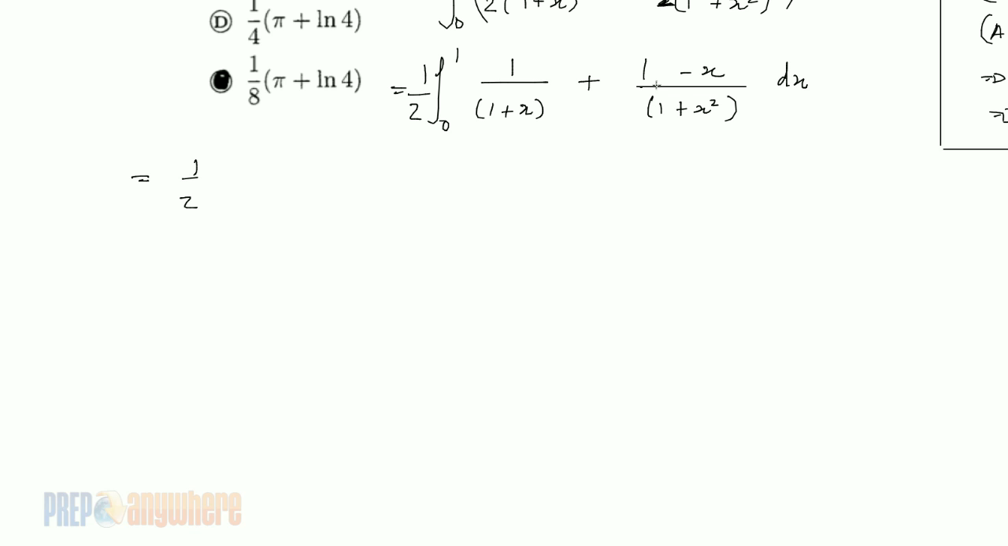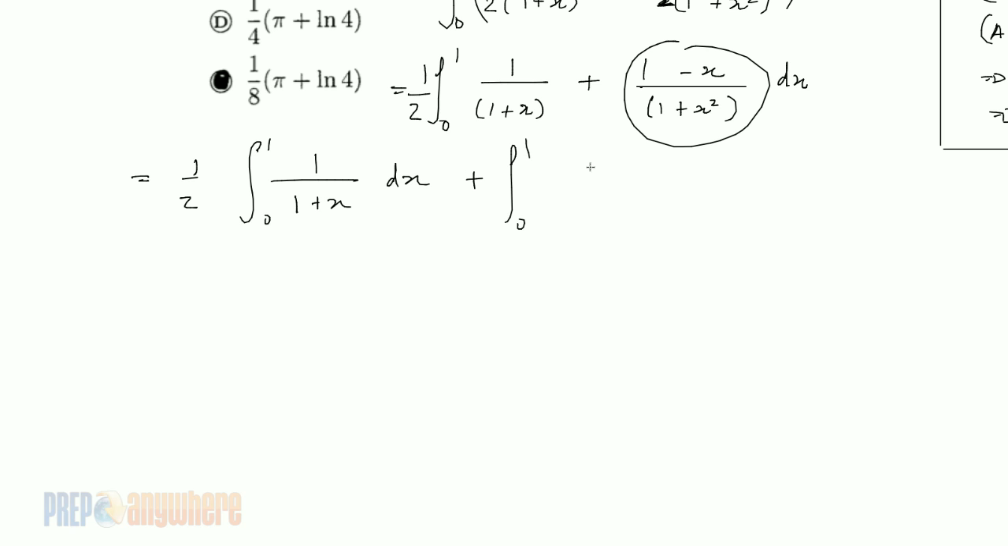I keep my half as it is. I'm going to break this term up so that I now have 3 terms and 3 integrals. Remember, I can break these up because there's only a plus addition sign in between. And the last term is going to be x over 1 plus x squared dx. Okay, these are pretty straightforward integrations, right?